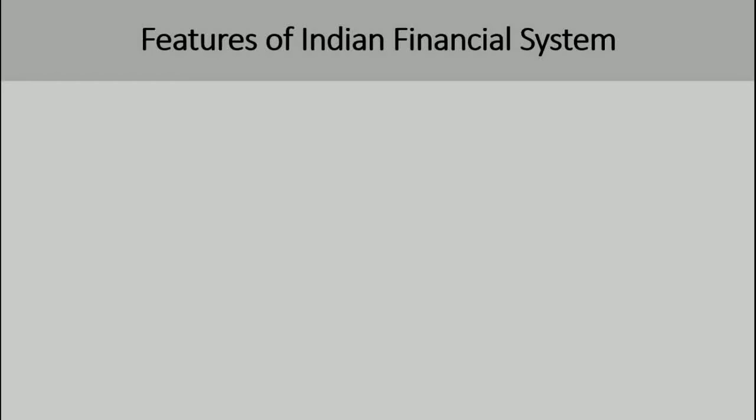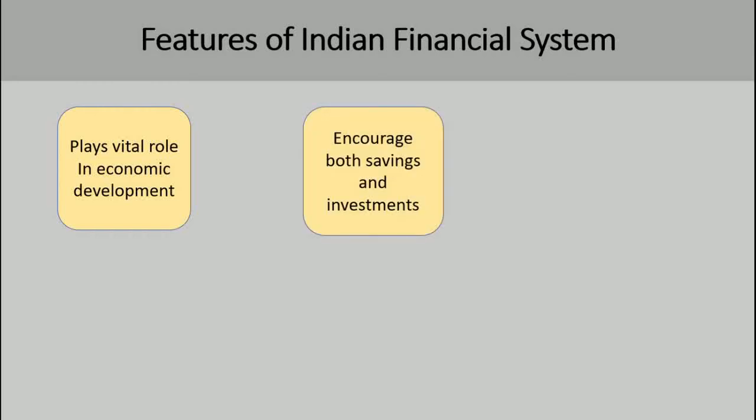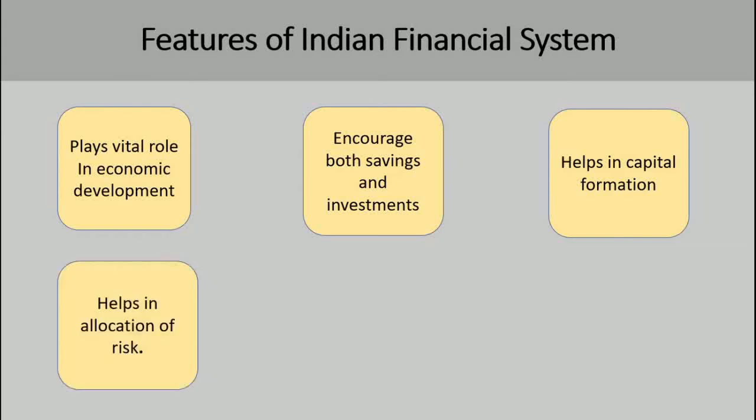The main feature of the Indian financial system is that it plays a vital role in economic development. By facilitating the flow of money and credit into the economy, it helps in economic development. Second, it encourages both savings and investment. Thus, it facilitates the creation of wealth in the economy. The IFS facilitates the process of capital formation in the economy by providing platforms to business organizations. The IFS acts as a platform where all the market participants meet and share the risk. Thus, it helps in the allocation of risk.